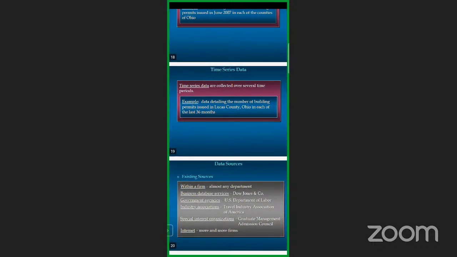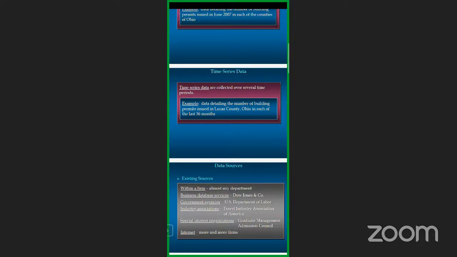So from where can we collect the data? The sources are, first, existing sources within a firm, almost any department. If you go to a particular department within that firm, whatever you want to know can be collected in the form of numbers. Then business database services, such as Dow Jones and companies: the data you require, you can see on the system and collect it easily.